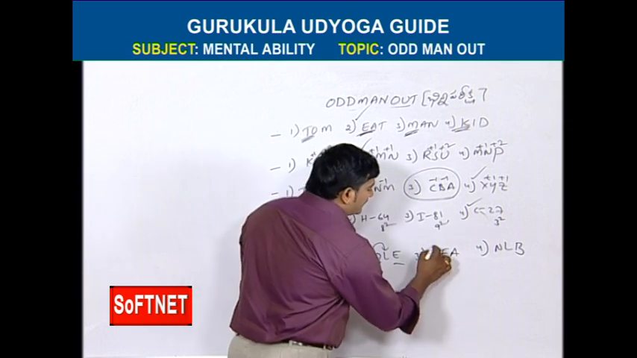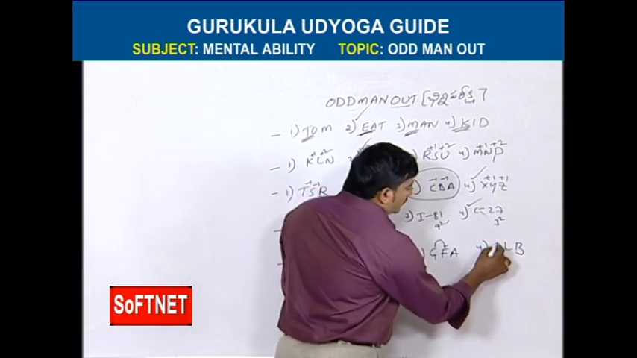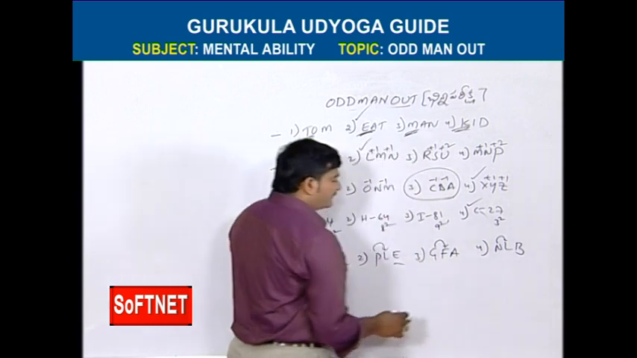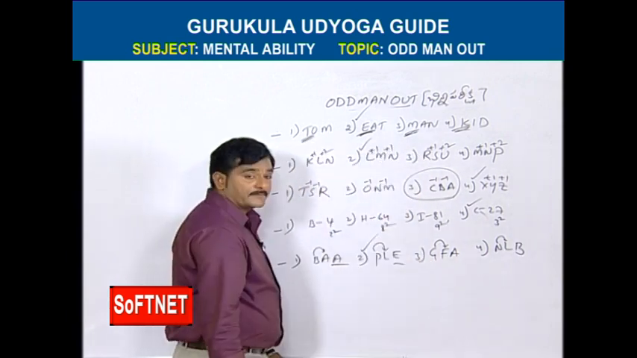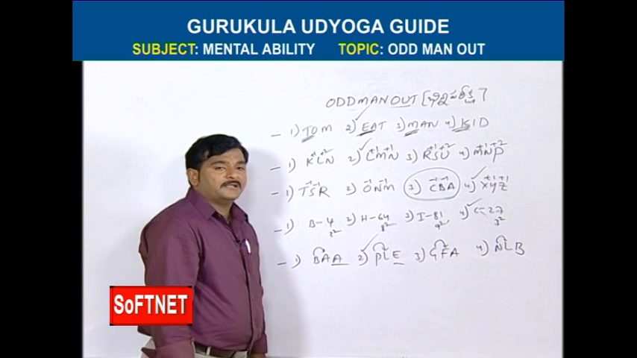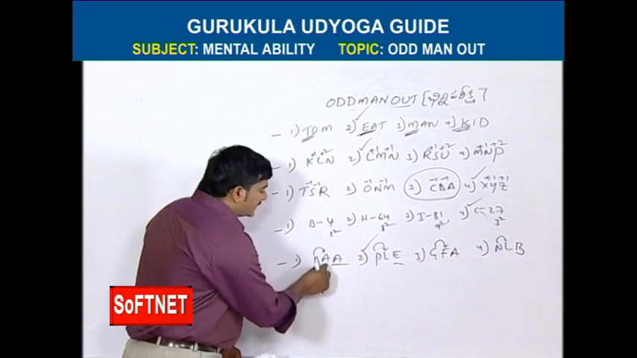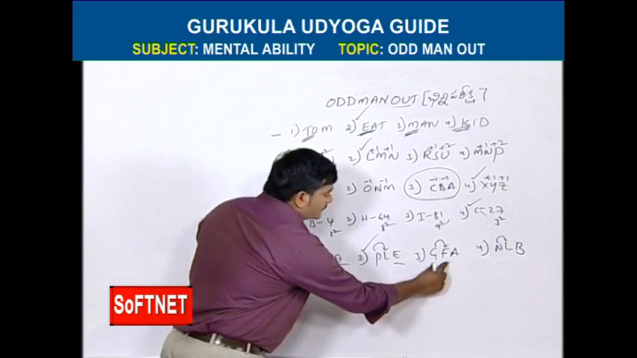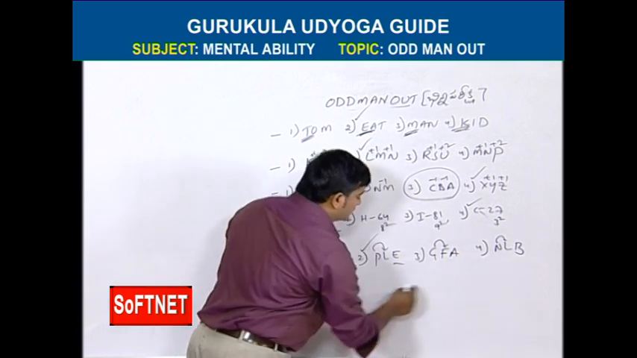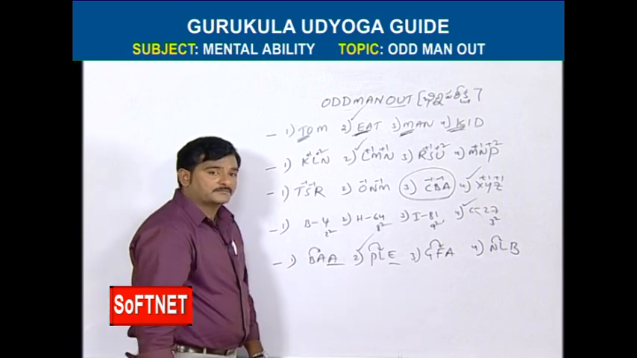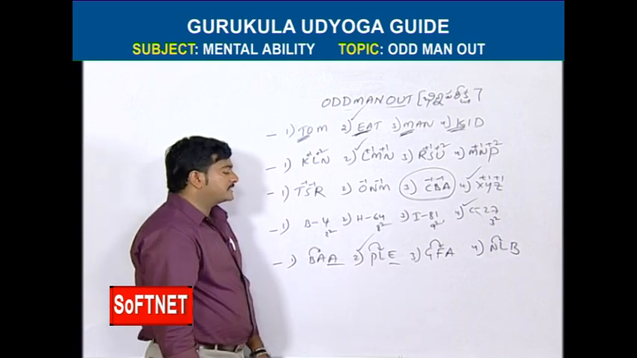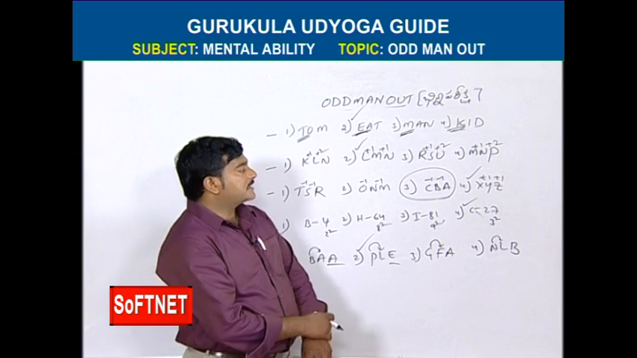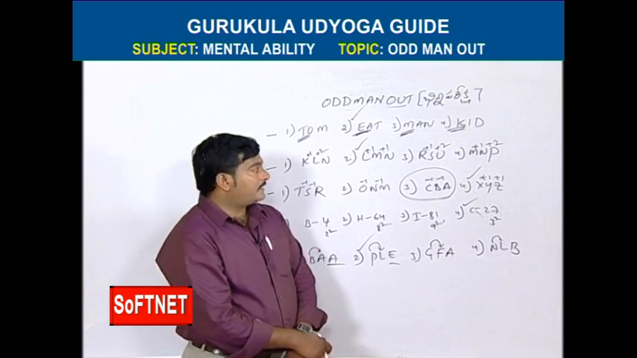Let us see. 7 minus 6, 1. Similarly, 14 minus 12, 2. So in every case it is possible except in the second case. I repeat, there are 3 letters in each and every option. The difference of the first 2 letters is equal to the third letter. It is not possible in the second option. Hence the answer is the second option. Like this, these are some different models in letter odd man out.